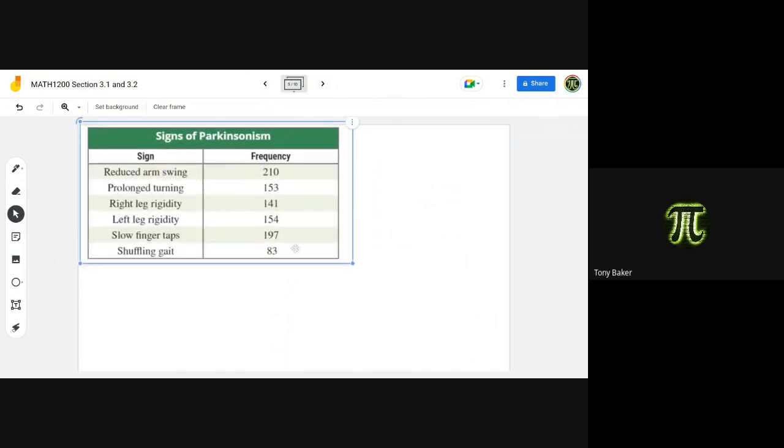I want you to. So this is signs of Parkinson's. Parkinson's, yeah. I can't pronounce it correctly. It's not Parkinson's. It's Parkinsonism. I want you to change this to a relative frequency table.